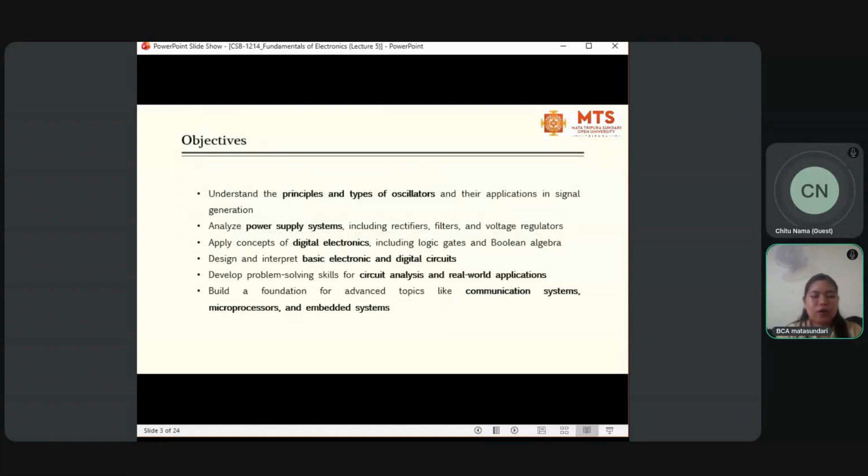Next, the objectives for our class will be: understand the principle and types of oscillators and their application in signal generation; analyze power supply systems, including rectifier, filter and voltage regulation; and develop problem-solving skills in circuit analysis, basic electronics, digital circuits, communication systems, microprocessors, and embedded systems.